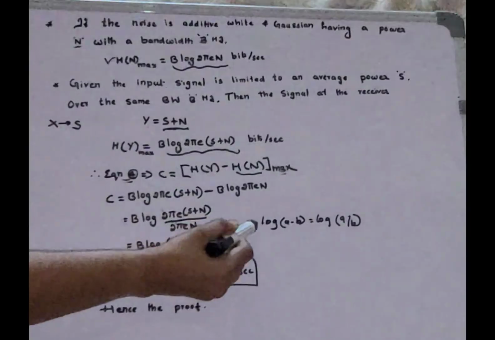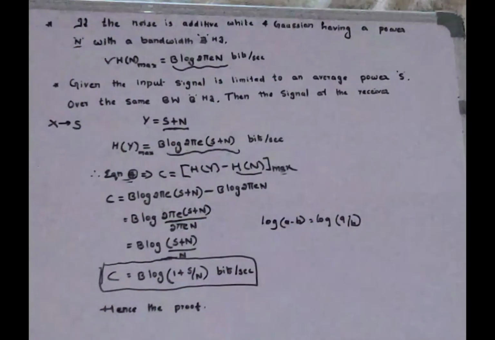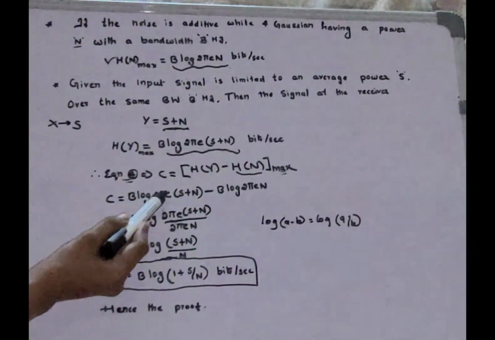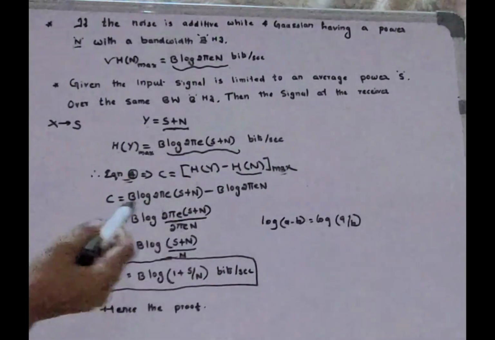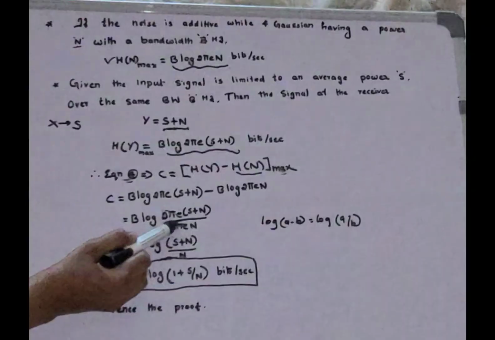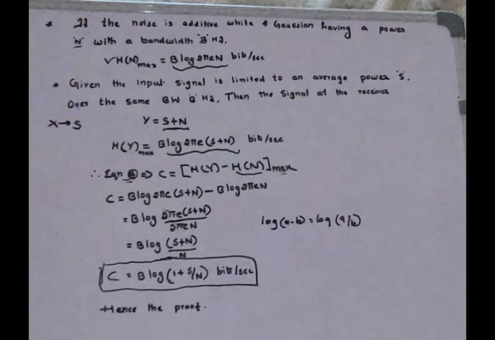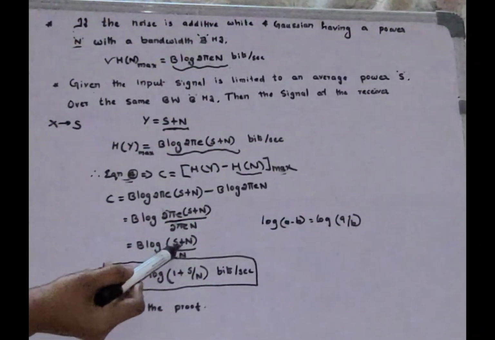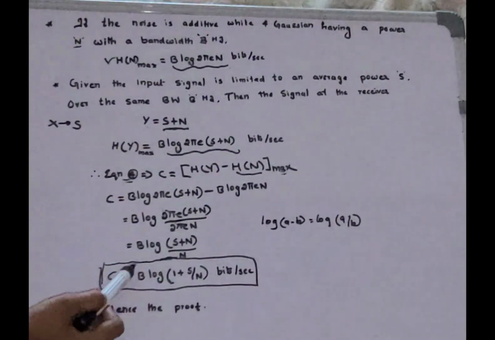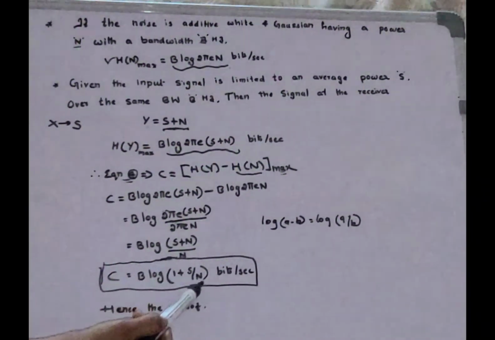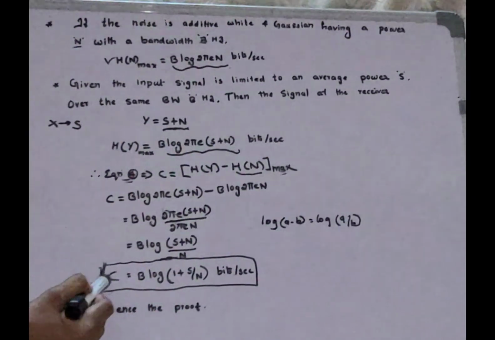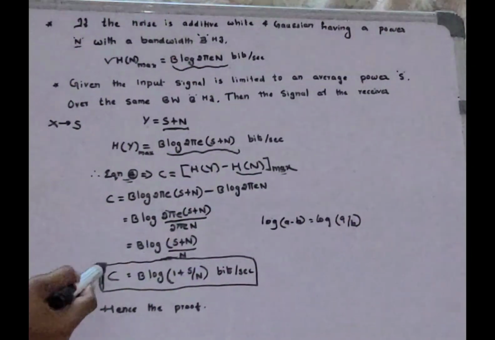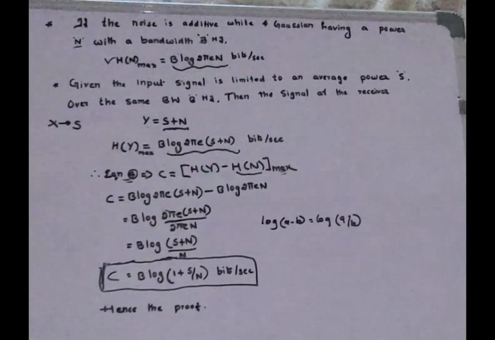Okay, then we have log A minus log B is equal to log A by B. So by writing like that, we have B log of 2 pi E into S plus N by 2 pi E into N. By cancelling the 2 pi E in the denominator and numerator, we have B log S plus N by N. By dividing N with S and N, we get S by N plus N by N, that is 1 plus S by N. So C is equal to B log 1 plus S by N bits per second. This is the equation for the capacity of the Shannon-Hartley theorem. This is how we prove the capacity of the Shannon-Hartley theorem.